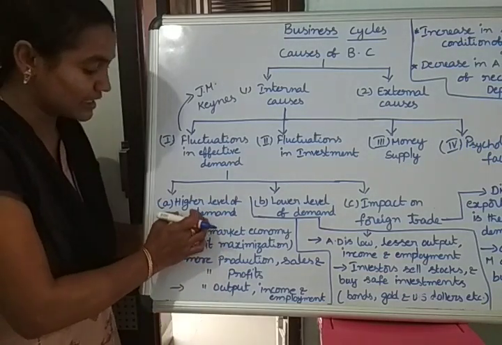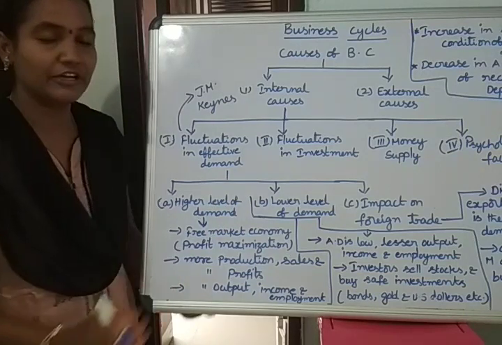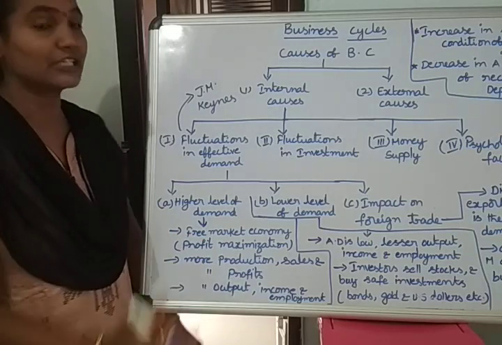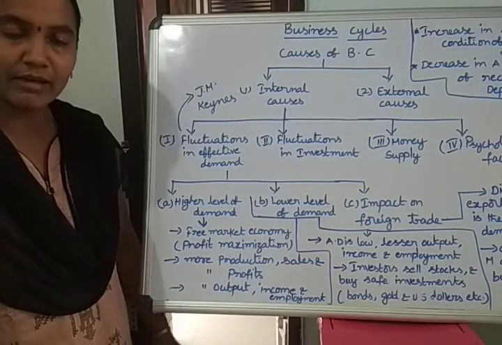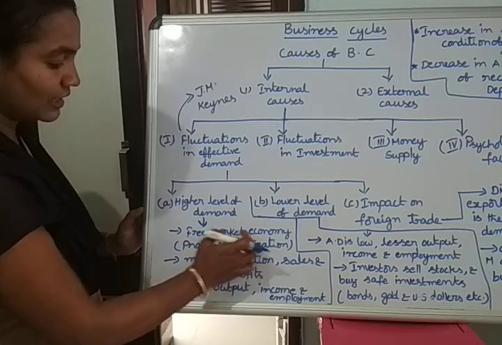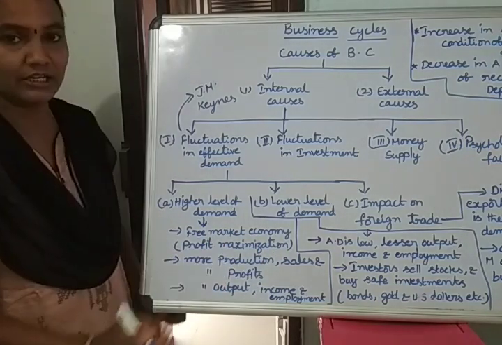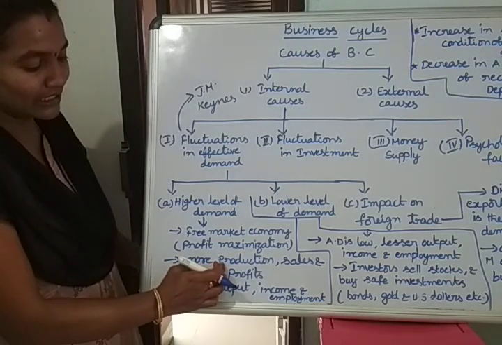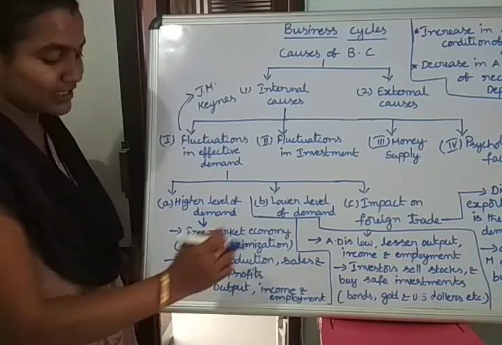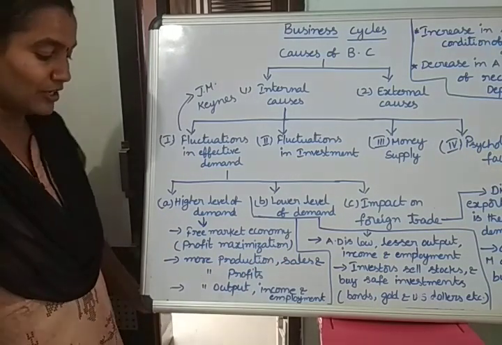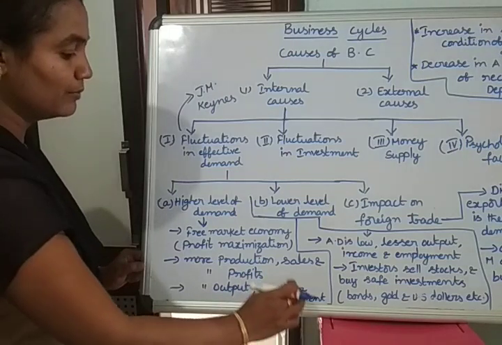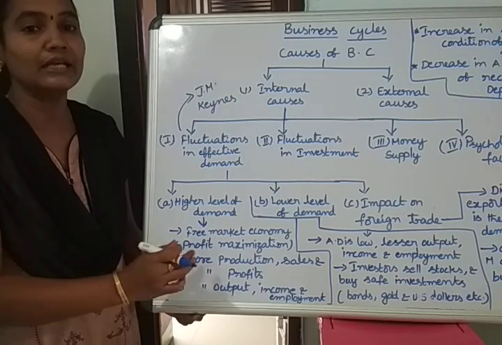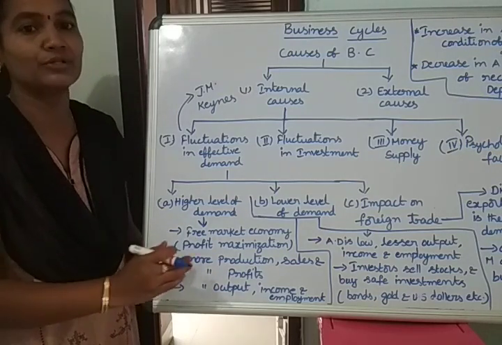Higher level of demand: these type of fluctuations in effective demand are mainly seen in a free market economy. In a free market economy, the businessmen or producers' main aim is to get maximum profits. When they are getting more profits, they automatically increase production, which leads to increased sales and then increased profits. So we see more output, more income and more employment when the producer gets maximum profits through the production of goods and services.